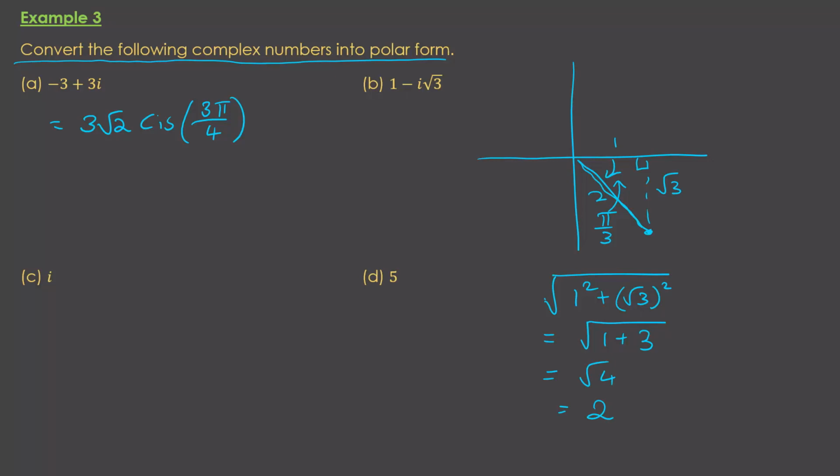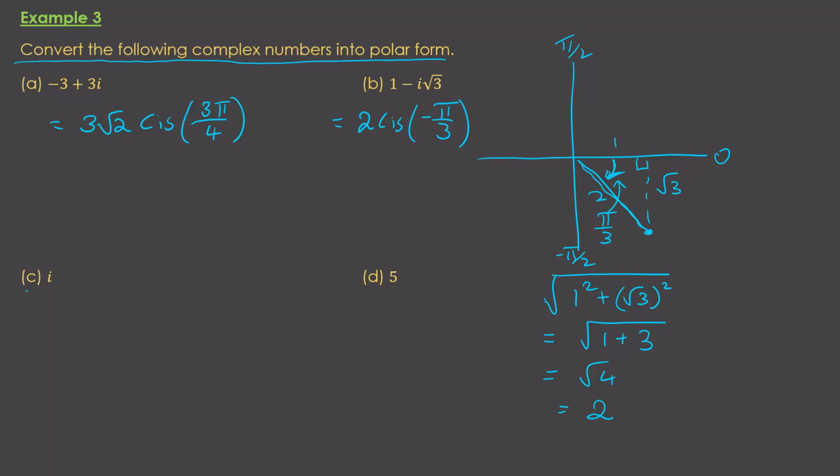Now, we know that 0 is here, and this one is pi by 2. This would be negative pi by 2. So we would count this angle as being negative pi by 3. And this would be 2 cis negative pi by 3.